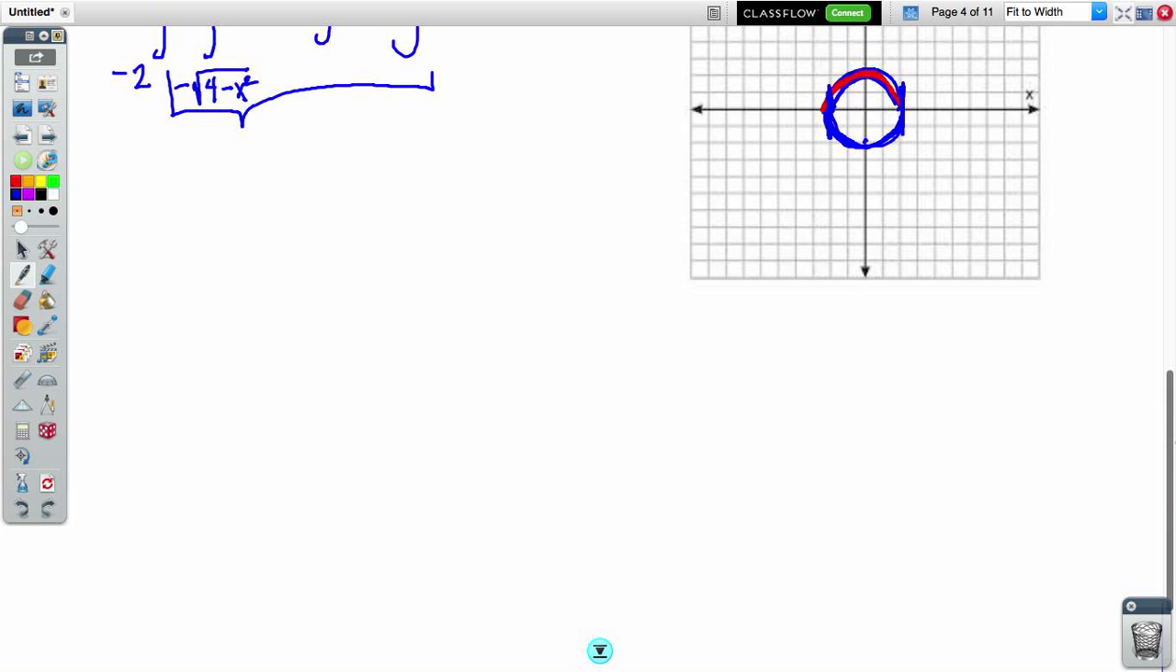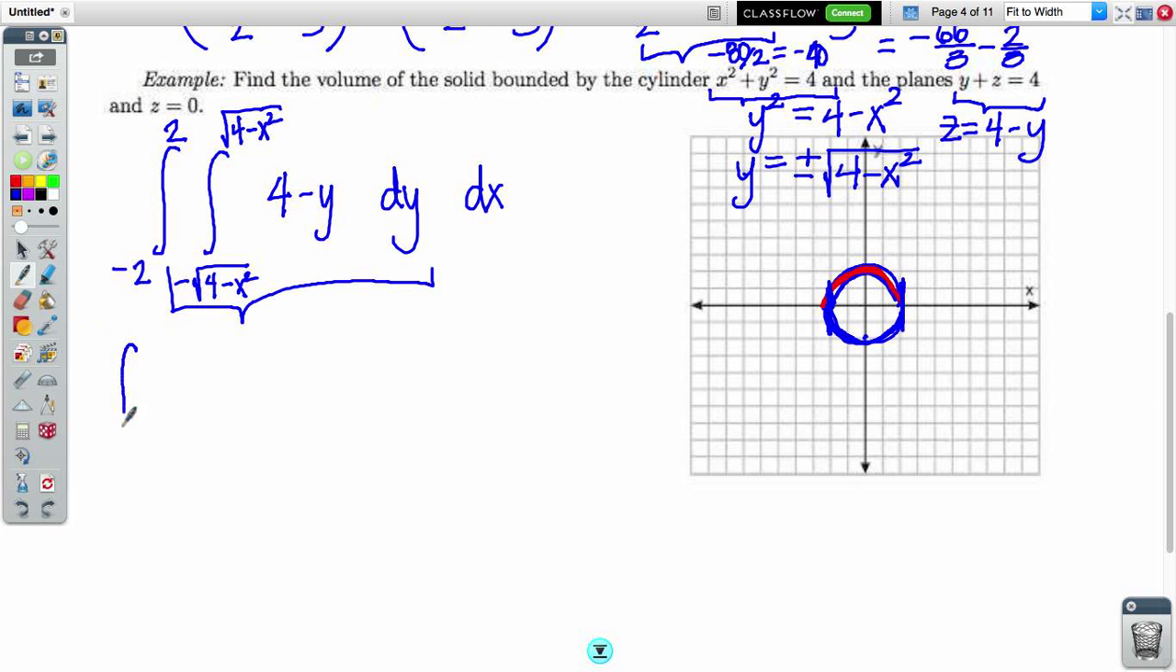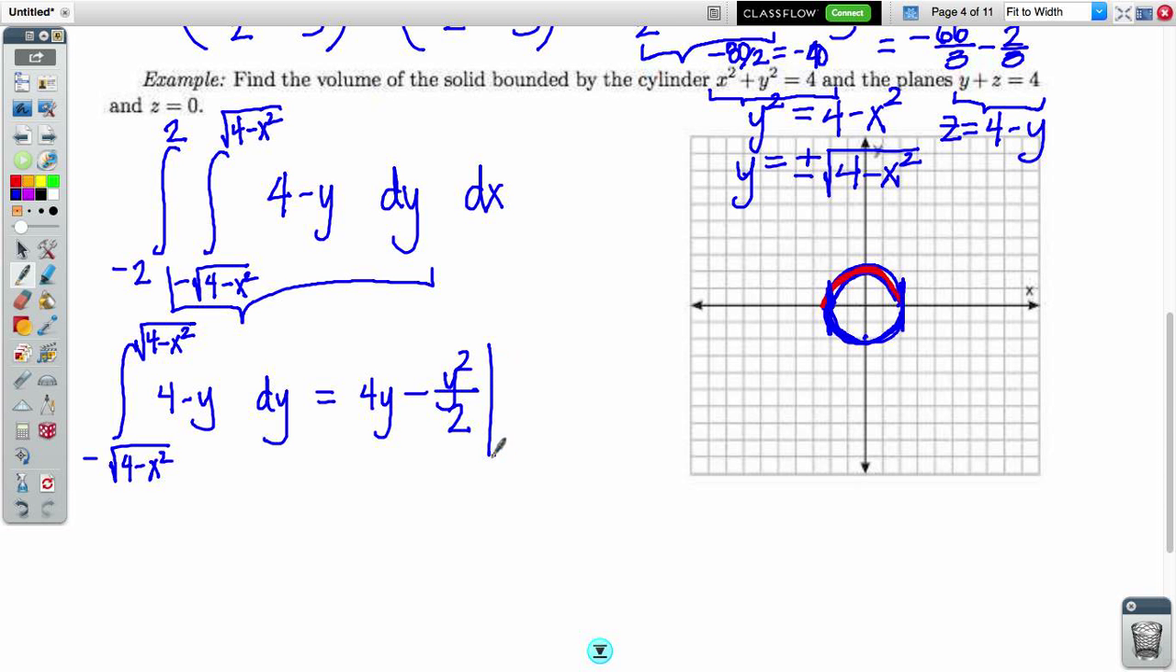So when I start with my original integral, I'm integrating from negative square root of 4 minus x squared to positive square root of 4 minus x squared of 4 minus y with respect to y. 4 integrates to 4y, and y integrates to negative y squared over 2, and I'm evaluating. This looks like it's going to be terrible, but actually I'm going to plug the square root into a square, so it's going to simplify a little bit in a second.